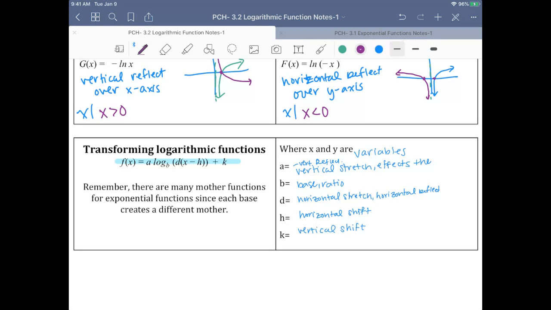So what is going to change is our h value. Our h value tells us where our vertical asymptote is. So x is going to equal h, all right, for our vertical asymptote.